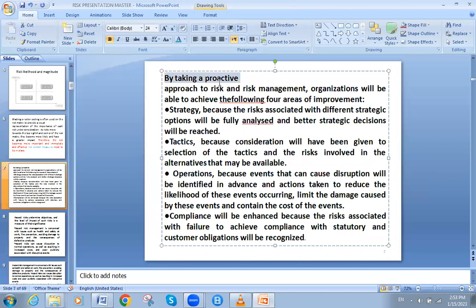And by taking a proactive approach to risk and risk management, the organization will be able to achieve the following four areas of improvement. It means that I don't wait till the risk occurs or happens. No, I have to work on the risk. As an example, you are expecting some kind of danger or hazard. Don't wait till it happens. You have to take steps or precautionary actions, just in case. And you don't put only one scenario. You have to put more than one scenario to deal with each case of the risk.